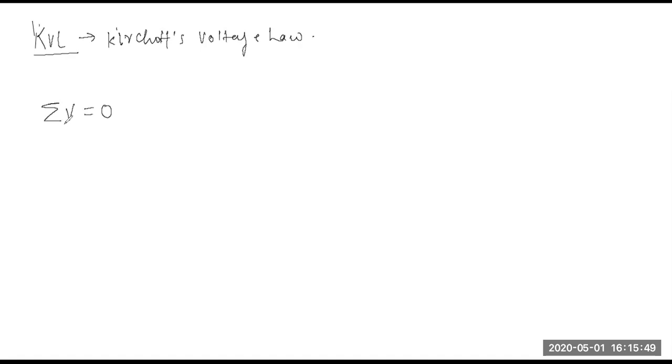So what it basically means is that net work done, because potential is the measure of work done, so net work done in a closed loop is 0. And that's evident, right? An electron starts from a certain point, goes back again to the same point after flowing. So net work done will be 0. So this is completely justified.